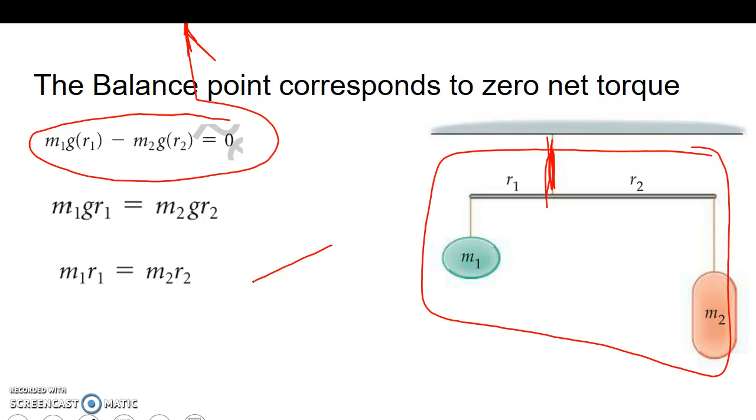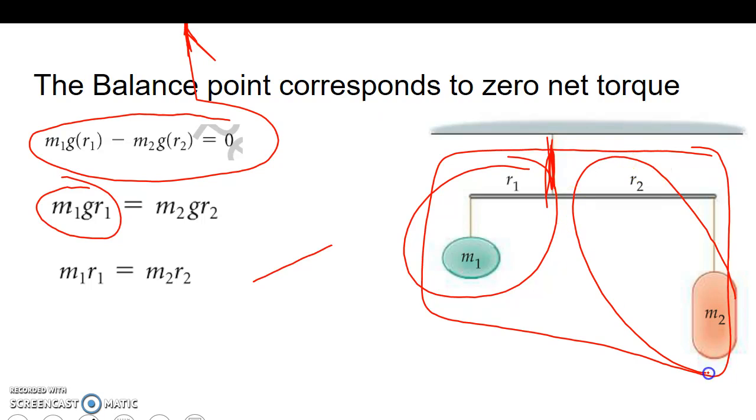Okay, so it's where net torque is 0. So right here, M1 G R1, that's this, mass times gravity times its distance, is equal to M2 G R2. Since they're equal to 0, they should be equal to each other. And then of course we can get rid of G, it's the same on both sides. So mass 1 R1 is equal to mass 2 R2, and we can use that to find a balance point at any time if we know all the information.